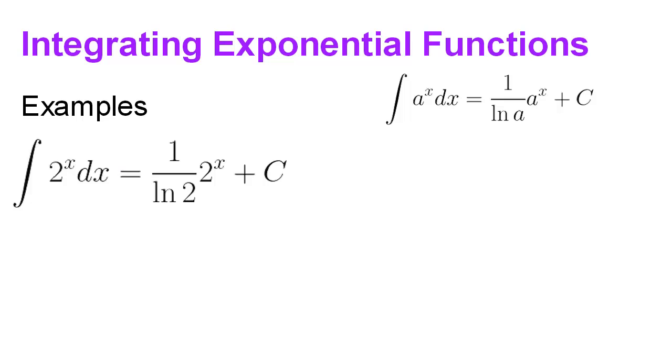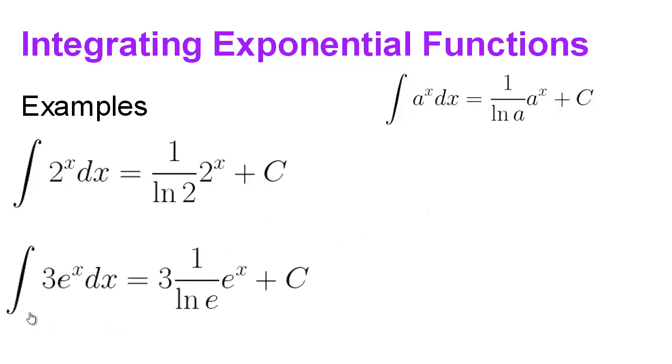The integral of 2 to the x dx would be 1 over the natural log of 2 times 2 to the x plus c. And we could check that by taking the derivative, because the derivative of 2 to the x is the natural log of 2 times 2 to the x, and the derivative of c is 0. And so the natural log in the numerator and the natural log in the denominator would cancel each other out, and we'd wind up with 2 to the x dx.